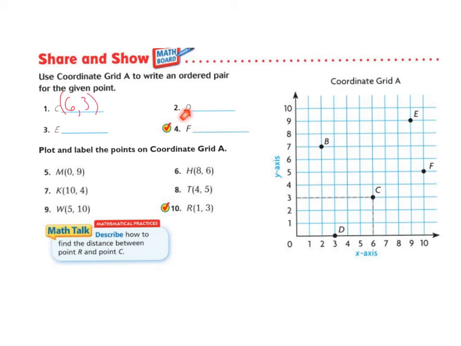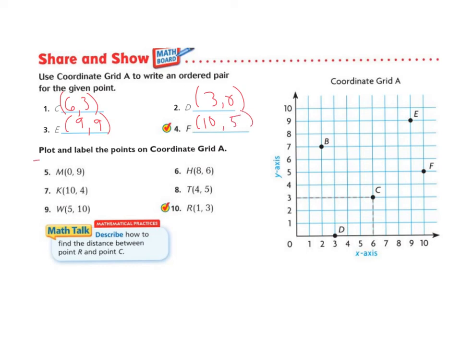So let's find D now. So here is D. D goes over 3, and it doesn't go up at all. It stays on 0. So the answer to this one is going to be (3, 0). And there you go. So let's find E. So there's E. E goes over 9 and up 9. So the answer to this one is going to be (9, 9). Let's find F. There's F. And F goes all the way over to 10. And it goes up to 5, right? So the answer is going to be (10, 5).